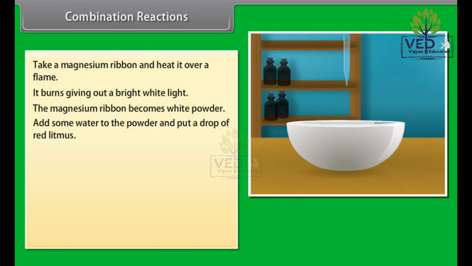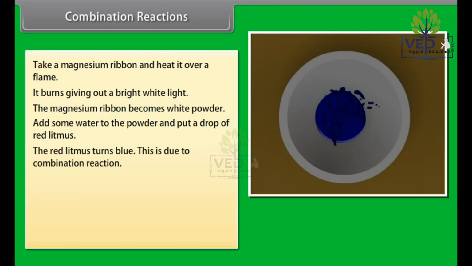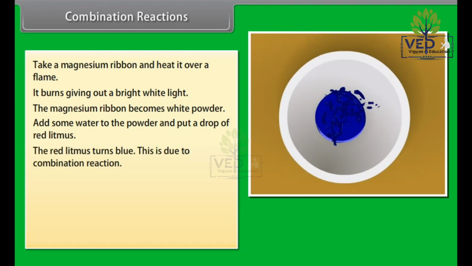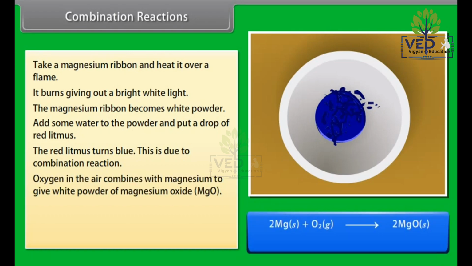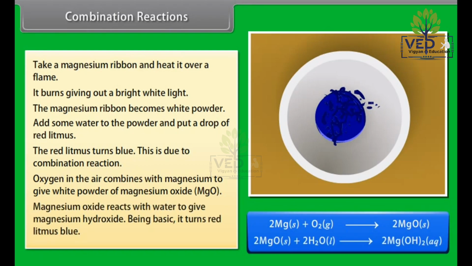Now add some water to the powder and put a drop of red litmus. The red litmus turns blue. This is due to a combination reaction. Oxygen in the air combines with magnesium to give white powder of magnesium oxide. Magnesium oxide reacts with water to give magnesium hydroxide. Being basic, it turns red litmus blue.